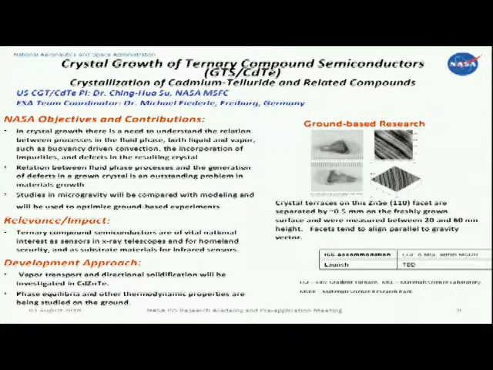Then we have another experiment, which involves the crystal growth of cadmium telluride and related compound semiconductors. We're doing those experiments because those are very important materials for radiation detection, X-ray telescopes, and, as a matter of fact, detecting nuclear materials. You really need a high resolution to pick up various separate isotopes. And these materials are the materials of choice by the Department of Homeland Security to try to detect materials at the entry ports in the United States.